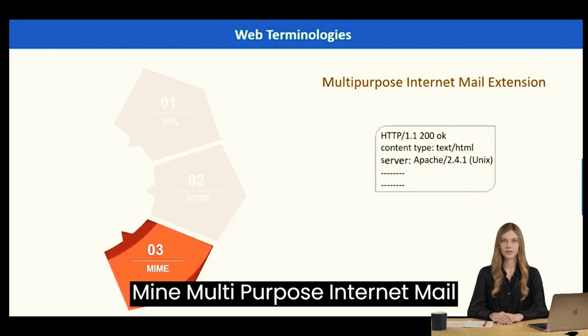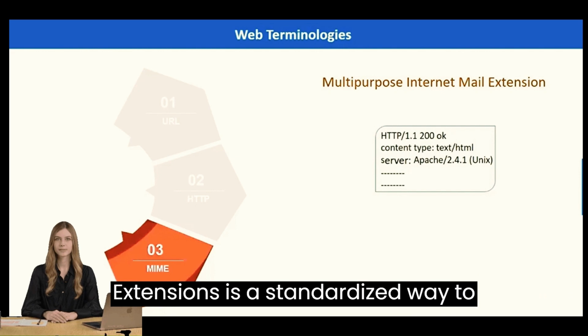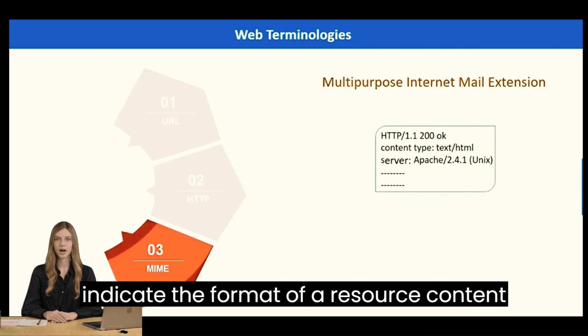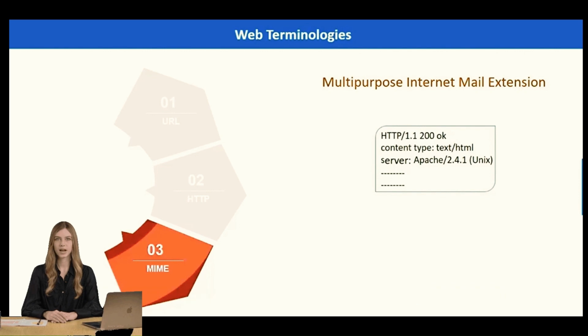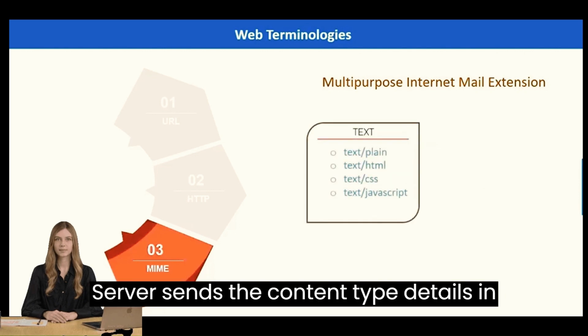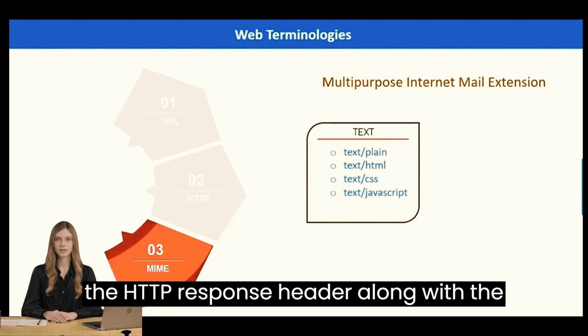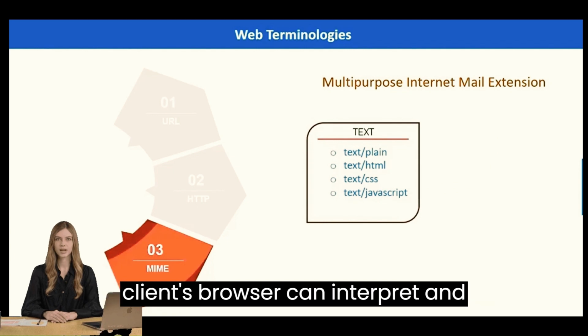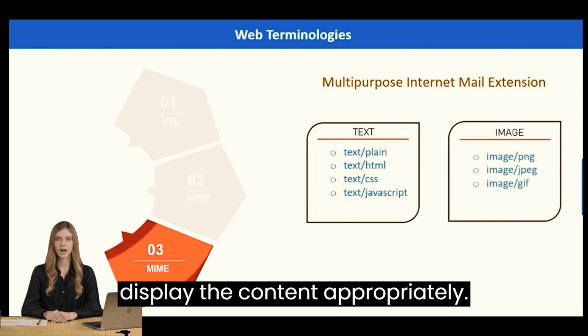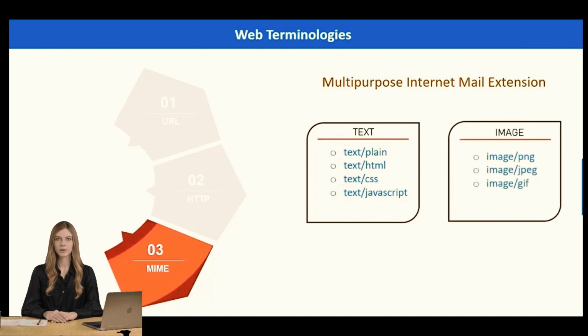MIME, Multipurpose Internet Mail Extensions, is a standardized way to indicate the format of a resource content from server to the client. Server sends the content type details in the HTTP response header along with the actual content to the client so that the client's browser can interpret and display the content appropriately.